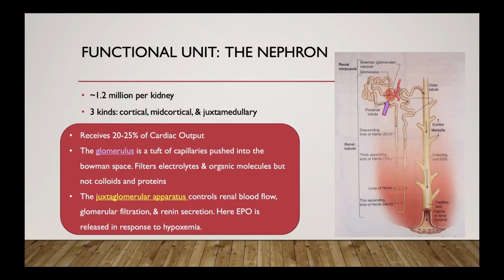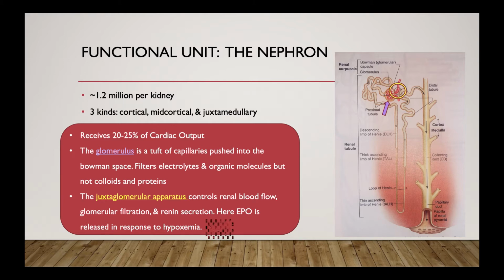The kidneys receive 20 to 25% of all of the cardiac output, so it gets filtered right through here. This is called the glomerulus, and it's a little pile of capillaries shoved into what's called Bowman's capsule or Bowman's space. And here, electrolytes and other small organic molecules are filtered through. In a healthy glomerulus, proteins do not come through here. They're way too big to get through the glomerular filter.